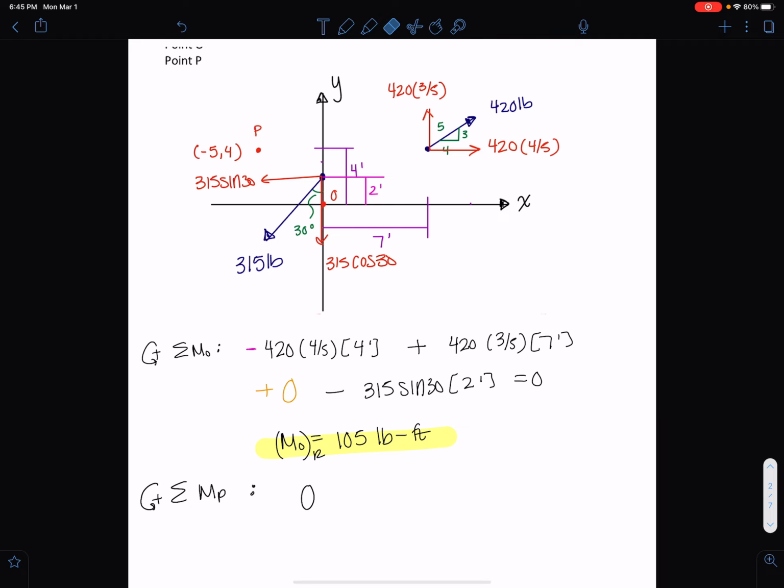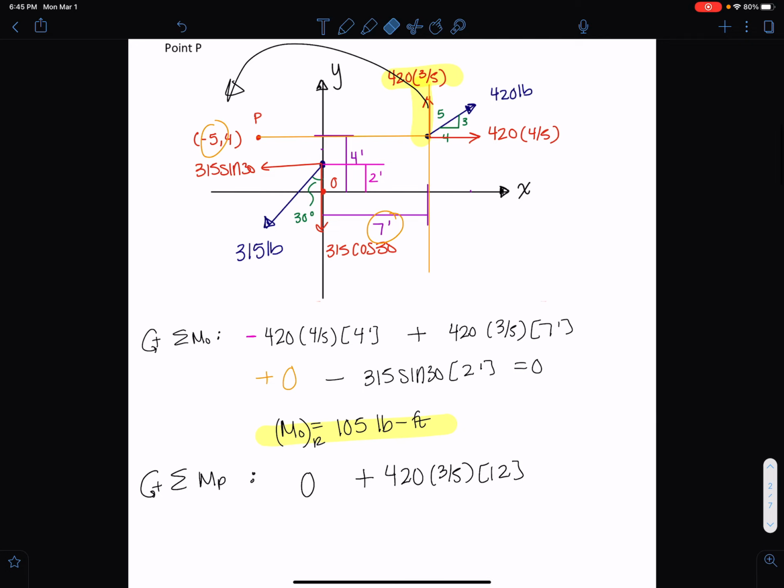Next one. Let's look at this guy. Let's draw our line of action. How long does it take me to get from point P to the line of action? 7 plus another 5, so the moment arm is 12. So we have 420 times the 3 over 5 component, moment arm of 12. This is going in this direction, counterclockwise, so it's going to be a positive.